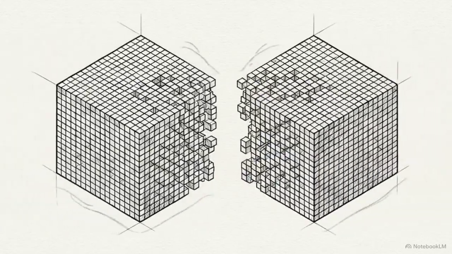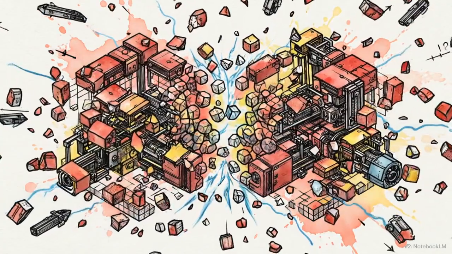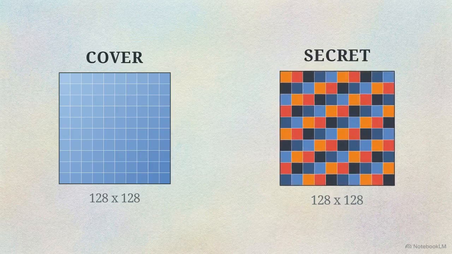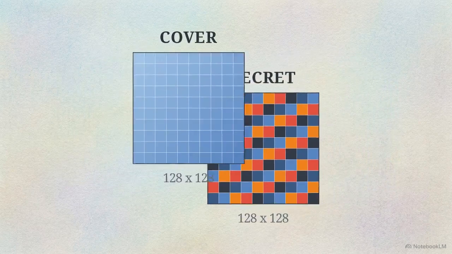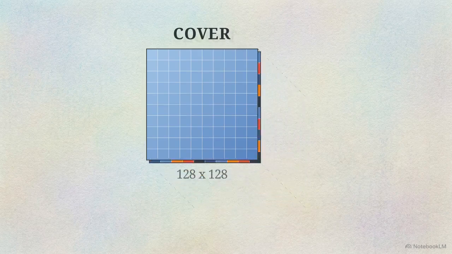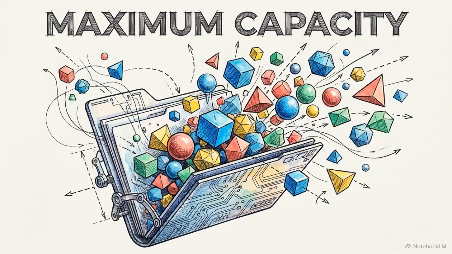Imagine trying to force two physical objects to occupy the exact same space at the exact same time. In digital image steganography, we attempt something similar, embedding a dense, complex secret image entirely inside a cover image of the exact same dimensions, 128 pixels by 128 pixels. This is known as a one-to-one payload ratio.